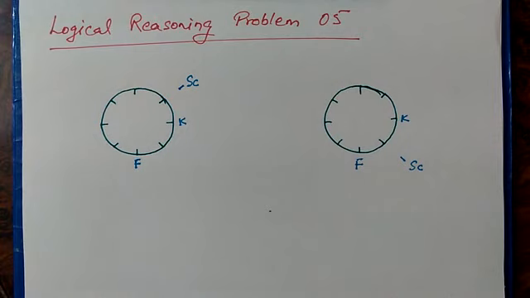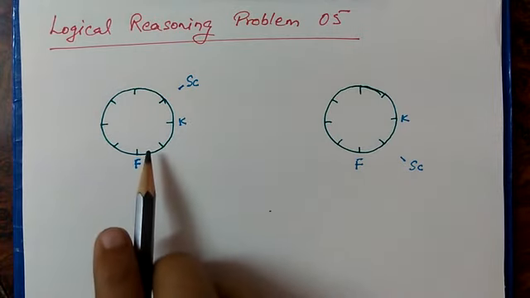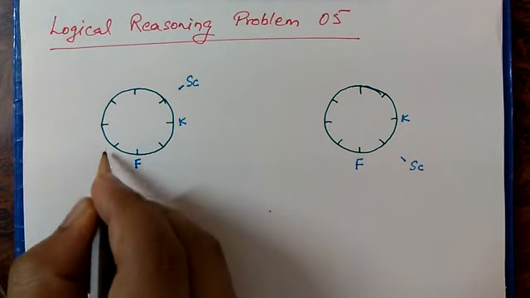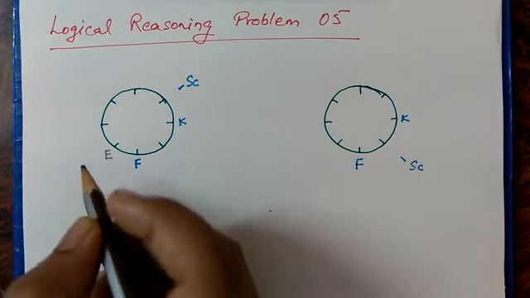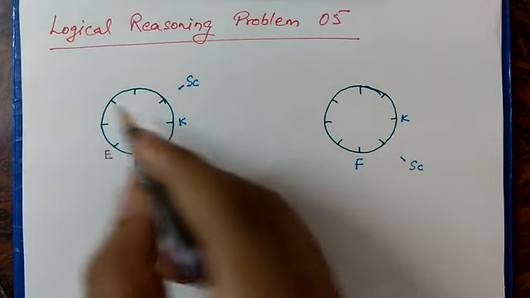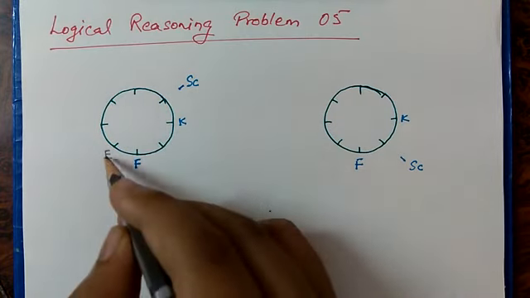Okay, let's focus on the first diagram and move on to the third condition. The third condition says there are only 3 people between the scientist and E. So we have to put E over here. So this is the only possible case. From both sides we are having 3 people between E and the scientist.